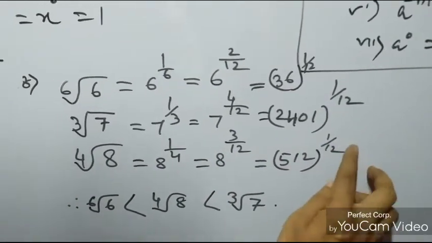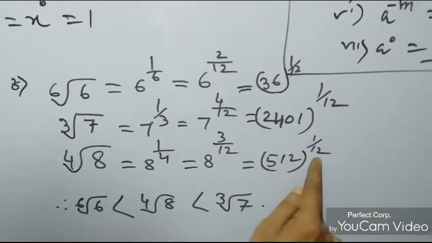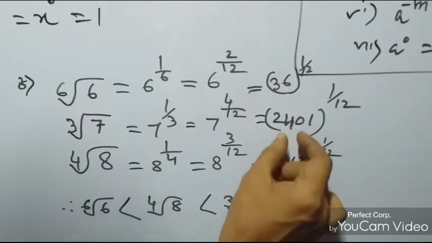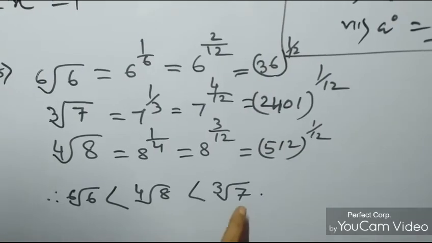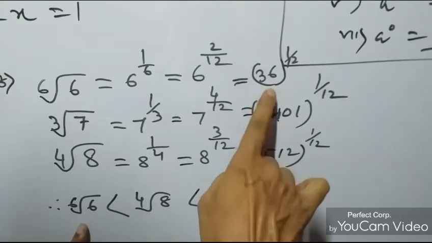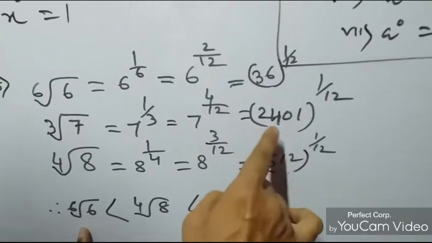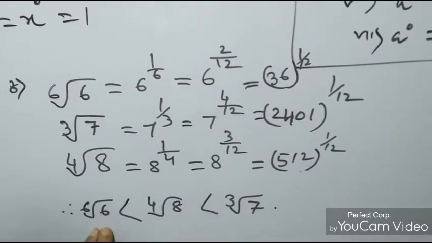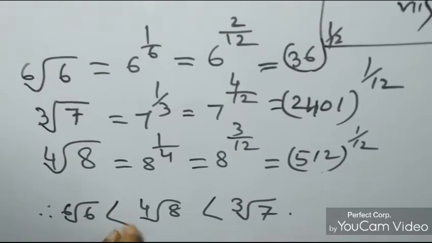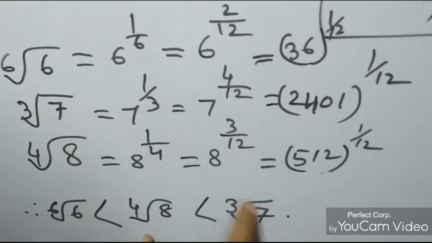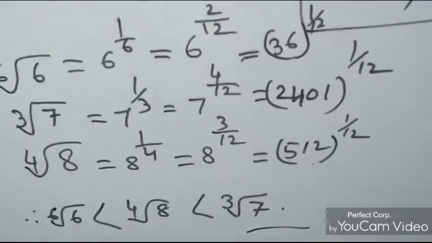See, now all the numbers have the same power, that is 1 by 12, 1 by 12, 1 by 12. Now which number is actually the greater? That is actually the greatest number, and here is actually the smallest number. This is in ascending order. So we can put it like this. This 36 is the smallest one, then the 512, and then 2401. So we can arrange in this way in ascending order. That is, this is the lowest term, this is the next one, and this is the highest term. So this is actually your answer in ascending order.